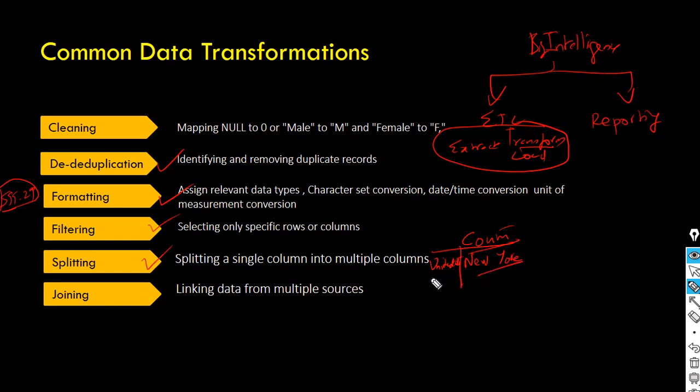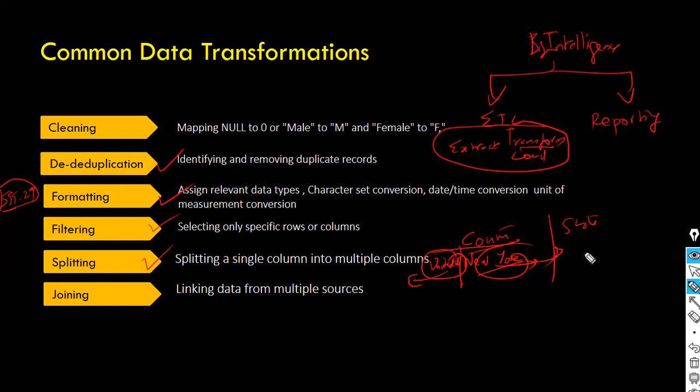Ideally, this one should be available in a country column, and this one should be available in a state column. Hence, you need another column called state. New York should go there, and the country column should only have the United States. In that kind of situation, you need to split the column.